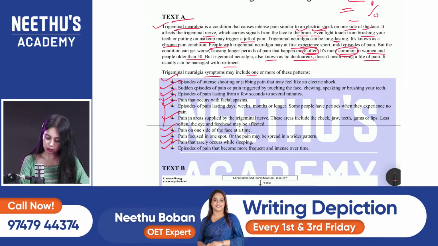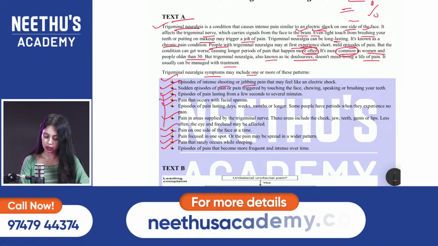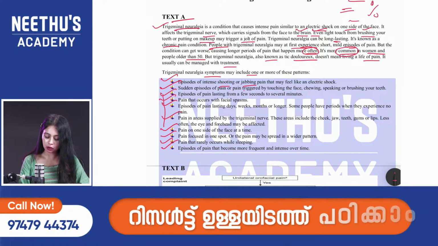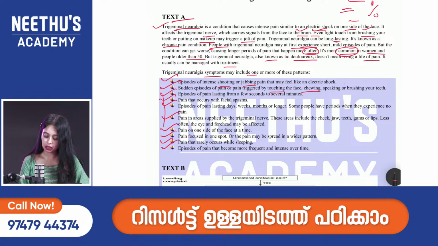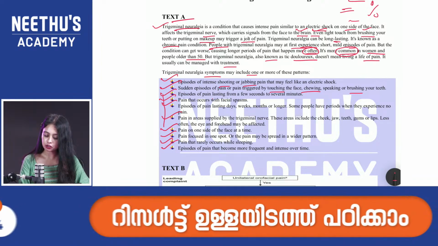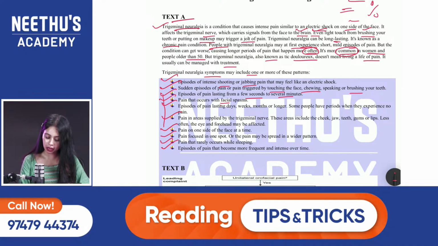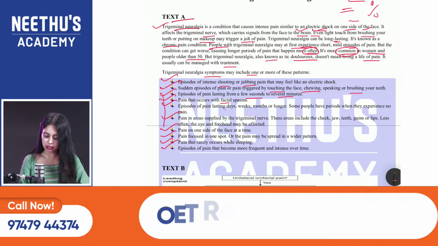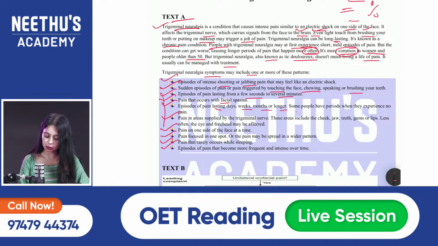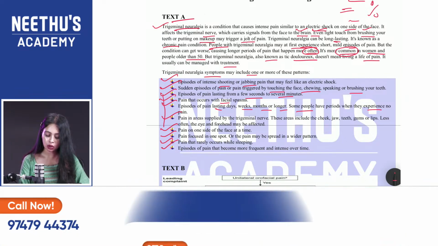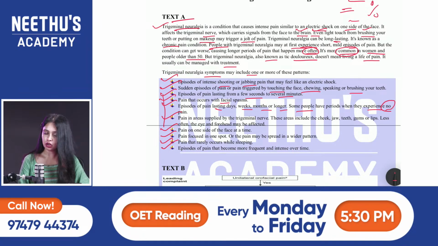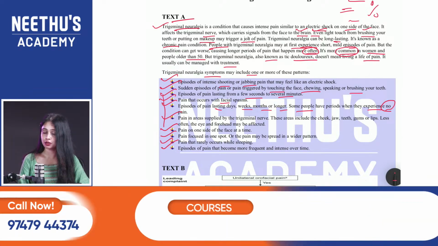So what are the bullet points? Episodes of intense shooting or jabbing pain that may feel like an electric shock. Sudden episodes of pain, or pain triggered by touching the face, chewing, speaking or brushing your teeth. Episodes of pain lasting from a few seconds to several minutes. Pain that occurs with facial spasms. Then episodes of pain lasting days, weeks, months or longer. Some people have periods when they have experienced no pain. No pain situation, wonder, maybe they will ask you a question.